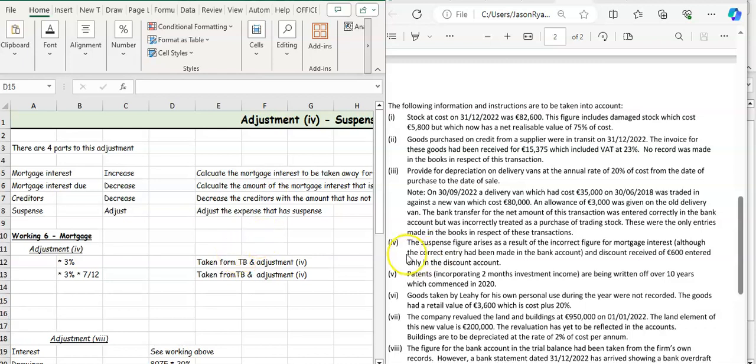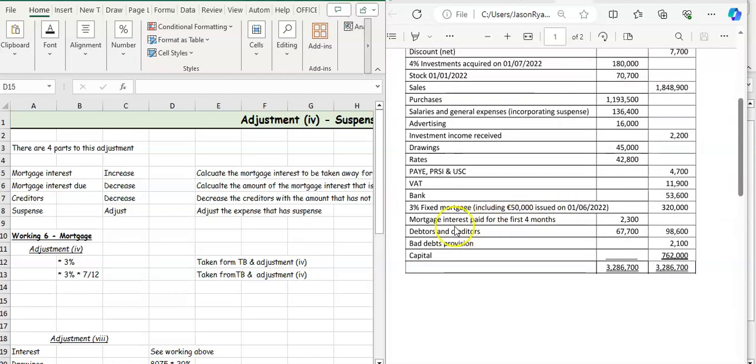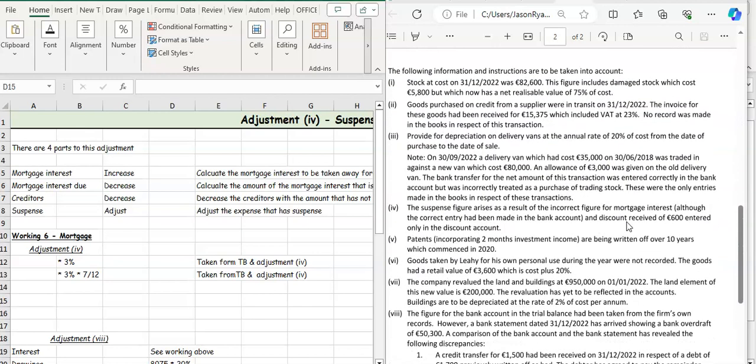So let's have a look at the fourth adjustment for V. Leahy for 2023 higher level sole trader account. So this is your suspense question or suspense adjustment. It's saying the suspense figure arises as a result of the incorrect figure for mortgage interest. So that's telling us that the mortgage interest that we paid up here in the question of 2,300 is wrong. Okay, so we need to correct that.